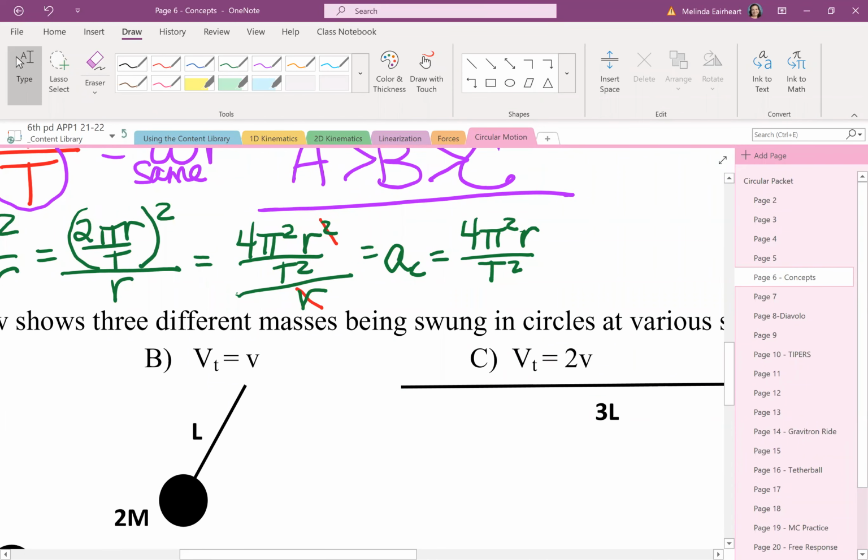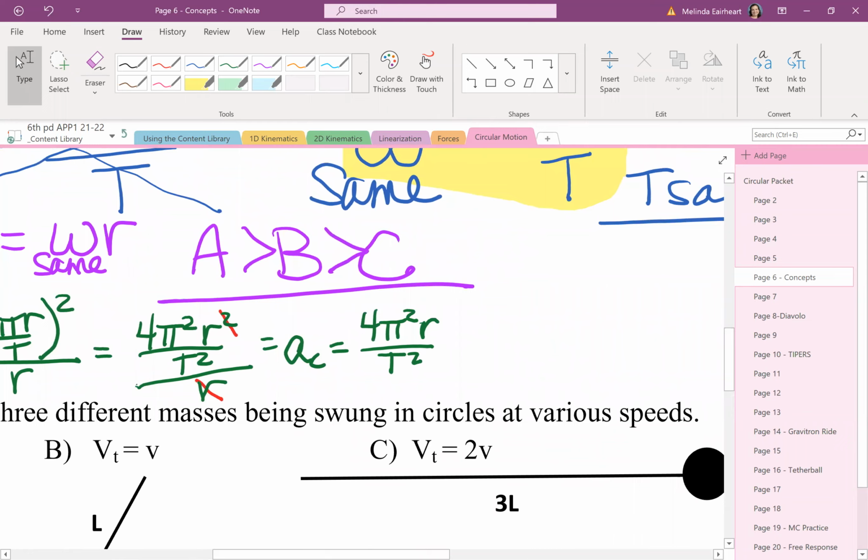Not quite done. It's not in terms of omega, but this could be useful. We do know that they have the same period, and 2 pi is the same. It's a constant, or 4 pi squared is a constant. And so hopefully you see that whoever has the greatest radius has the greatest acceleration. But let's use that new equation.